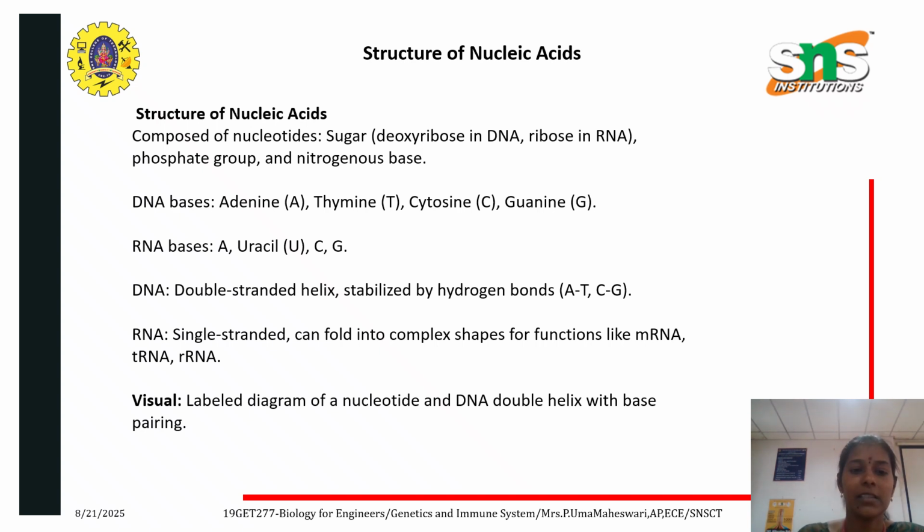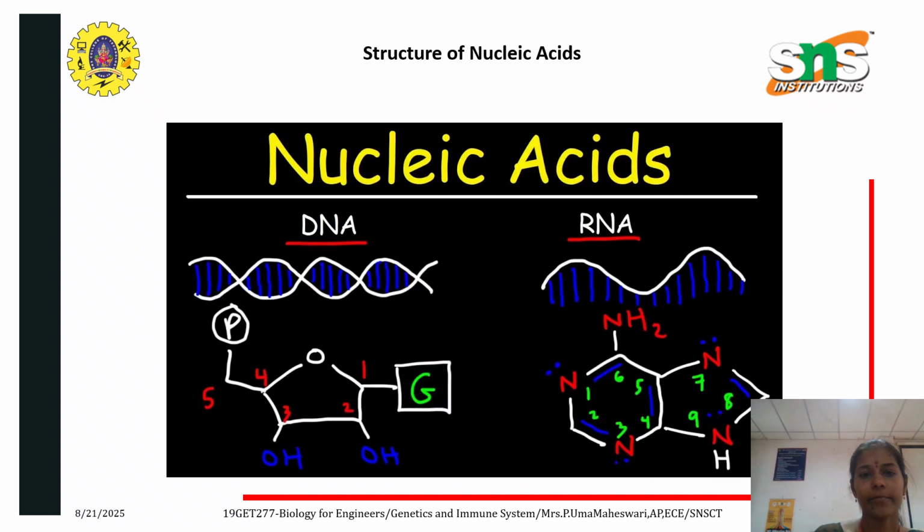Here the DNA is a double-stranded helix stabilized by hydrogen bonds, and the RNA is single-stranded and can fold into complex shapes for functions like mRNA. The visual is a labeled diagram of the nucleic acid and the DNA double helix with base pairing. Here the structure contains the sugar, deoxyribose in DNA and ribose in RNA. These are all the DNA and RNA structures.